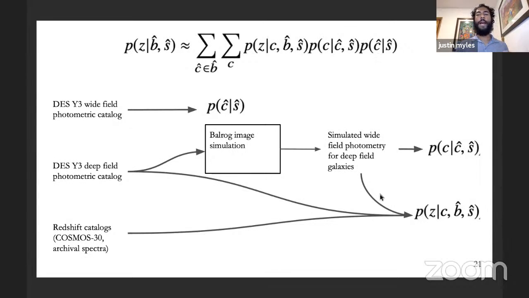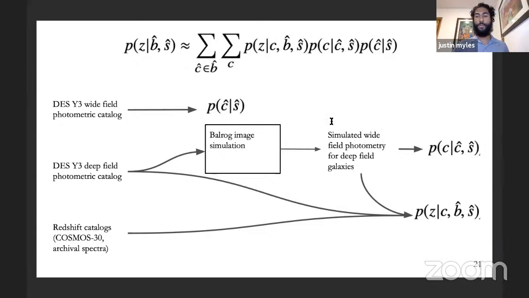Now I'm going to talk about what data we use to generate each of these terms, to try to make it a bit more concrete. The p(C hat | S hat), that's the easiest one. We just need a wide field photometric catalog, and we just need to assign it in some way to different categories, discrete categories, and then the fraction of our sample that end up in each category is this term here.